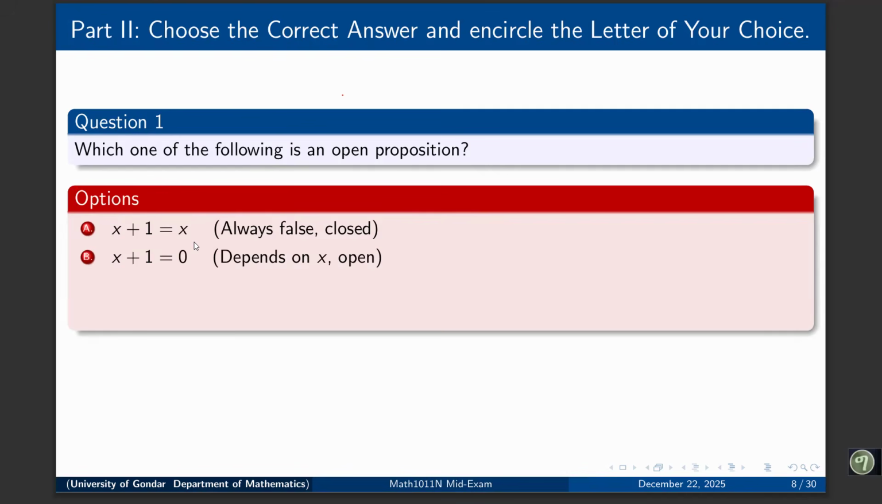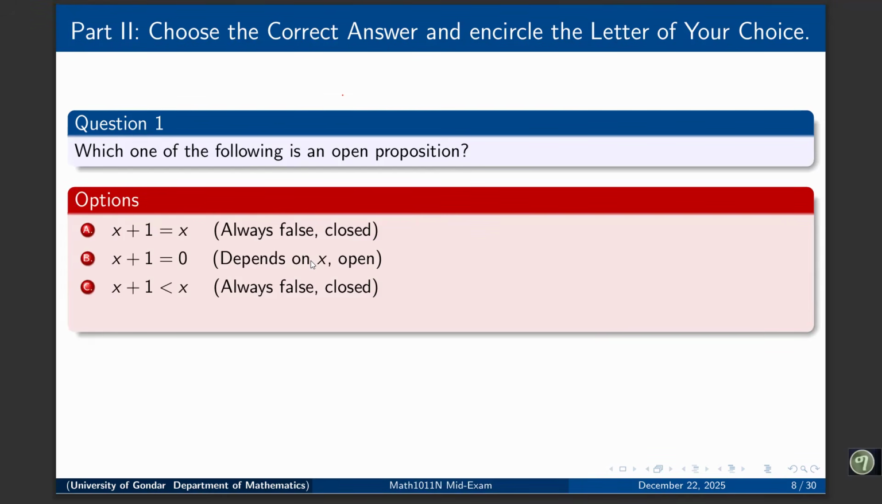The second one could be this one, that's x plus 1 is equal to 0. It is an open statement because the truth value of this one will depend exactly on the variable that is x. When we replace the variable x by a certain individual, the statement will be either true or false depending on the value that we replace it with. So that is an open statement.